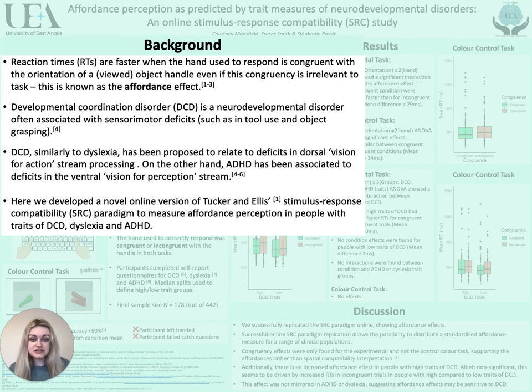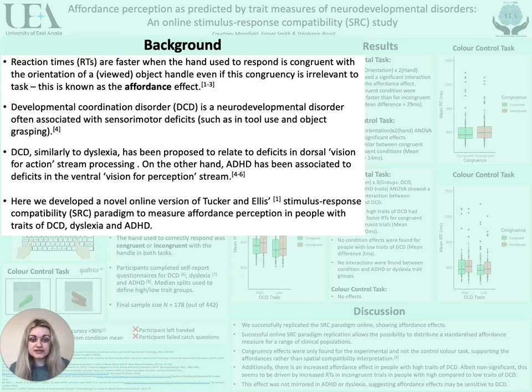Developmental coordination disorder, or DCD, is a neurodevelopmental disorder associated with sensory-motor deficits. This can often occur in tool use or object grasping. This disorder, similarly to dyslexia, is thought to relate to deficits in the dorsal vision for action stream, as opposed to disorders such as ADHD, which are thought to relate to deficits in the ventral vision for perception stream.